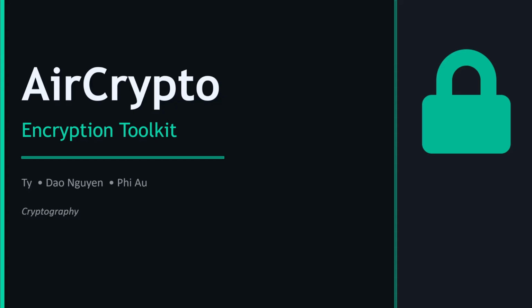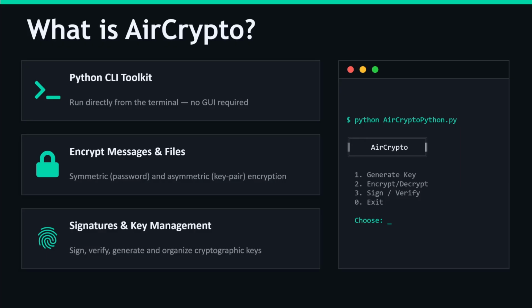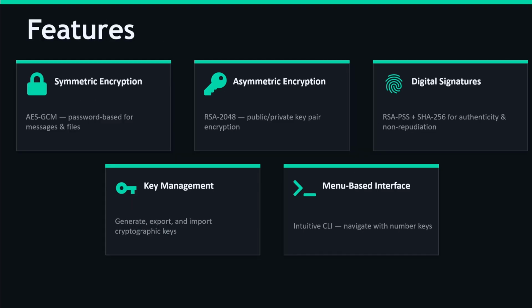And what is our app? So, what is AirCrypto? It is a Python CLI toolkit. It runs directly from the terminal, no GUI required. It can also encrypt messages and files, with symmetric password and asymmetric key pair encryptions, signature and key management, so sign, verify, generate, and organize cryptography keys. And on the far right is what the app looks like when you first open it up in a terminal.